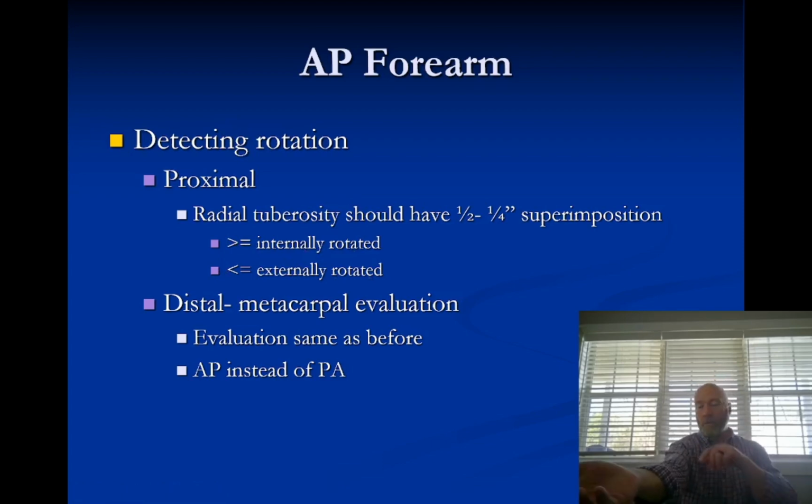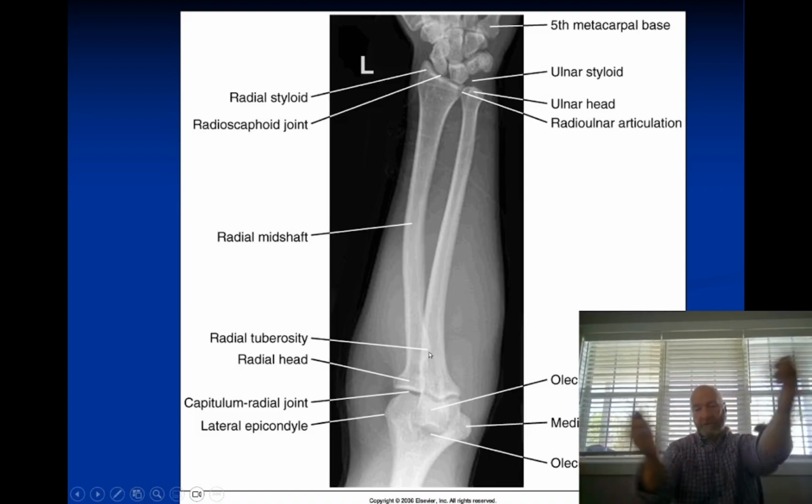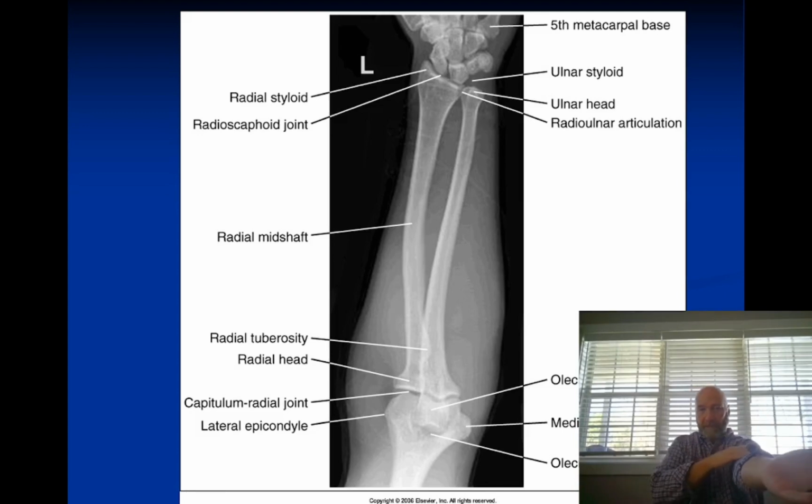All right, so what we have then, let me show you. So we've got, this is a radial tuberosity right here. All right, so the radius, just keep it how we're seeing it here. We've got our left arm, right? So if we have internal rotation, what it's going to do is increase that superimposition.